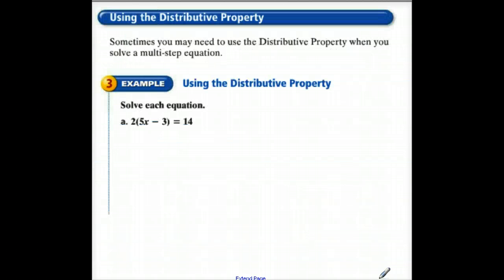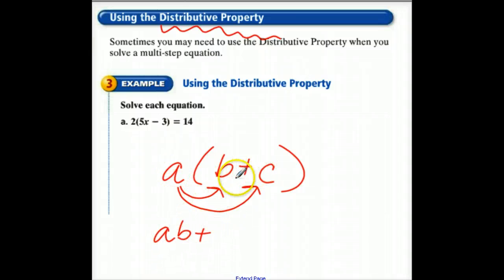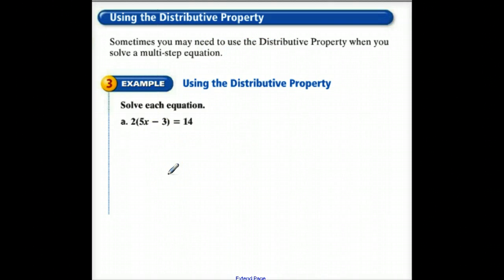All right. The second type of multi-step equation is when we have to use the distributive property. Remember that is something like this. If I'm adding something in the parentheses and this whole group is being multiplied by a, this is the same thing as multiplying my a to the b, adding, because of whatever's in the parentheses, my a times my c. That's the distributive property. So sometimes you need to distribute before we can solve.